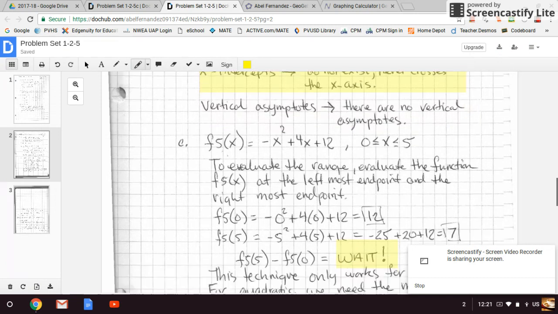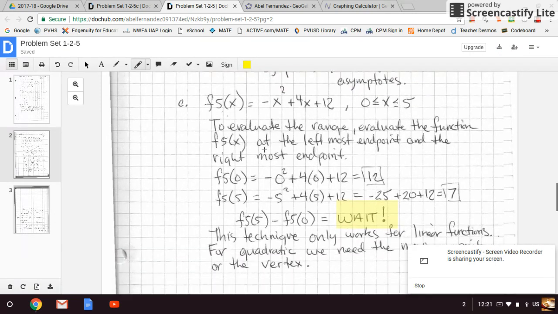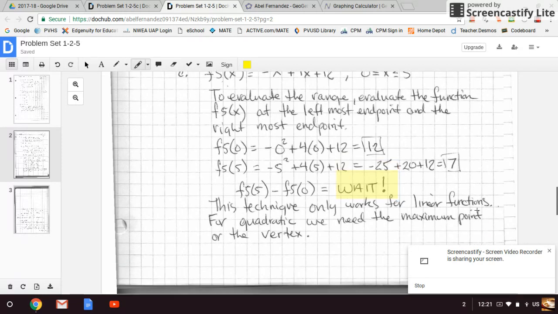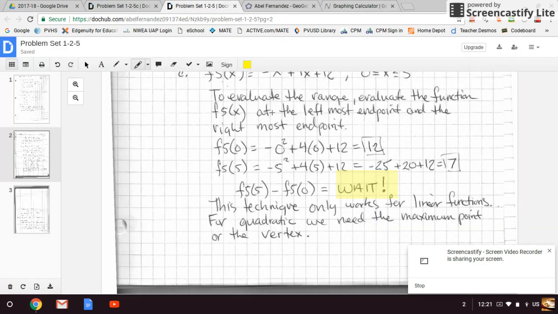So then we want to evaluate the range. And I was going to use the same technique, leftmost point, rightmost point. I did all the calculation, and I said, wait, this technique only works for linear functions, or perhaps other functions too, but for quadratic, we need the maximum point at the vertex. Because you can see here, this is our highest point and this is our lowest point. So how do we figure that out?